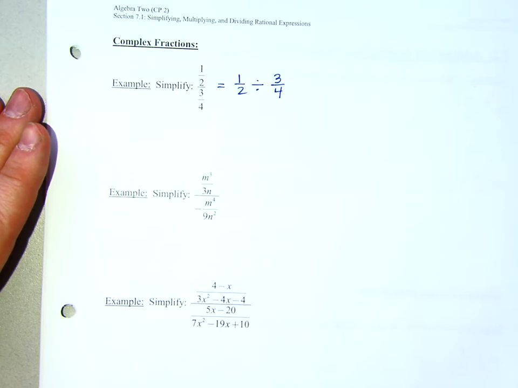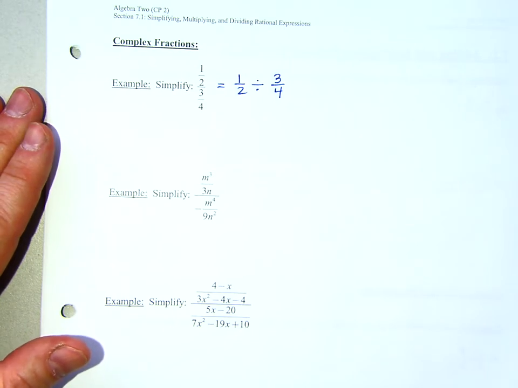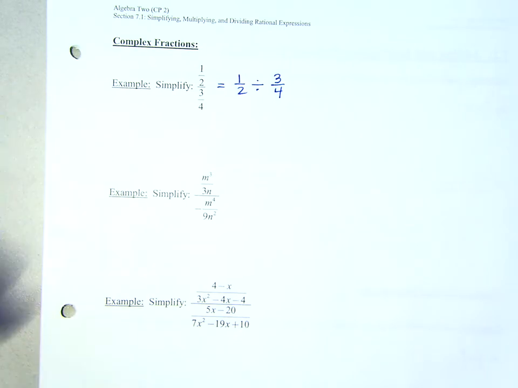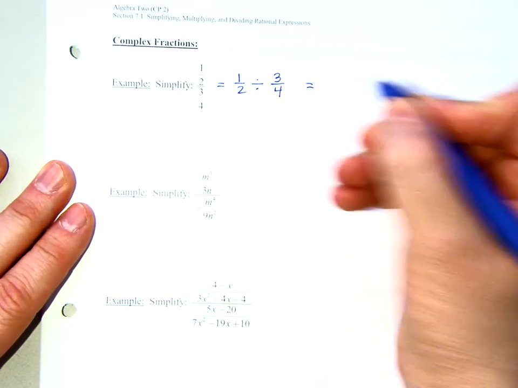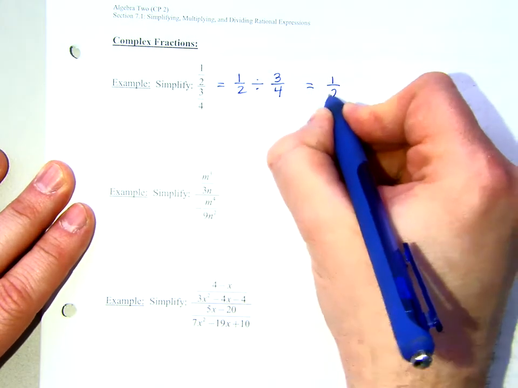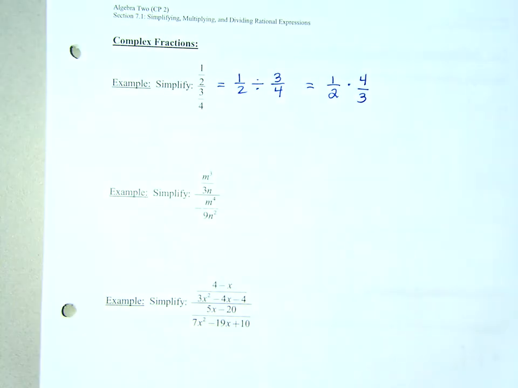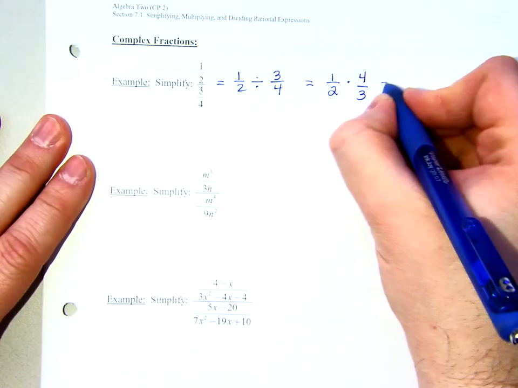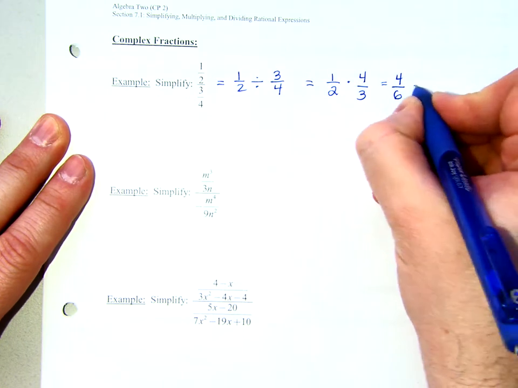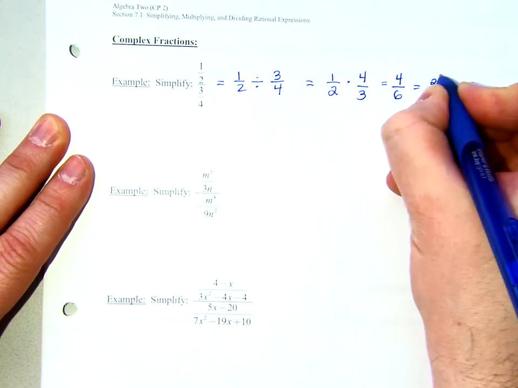Now, Lauren, what's the deal? Well, you have to do the reciprocal. We never really do division, though. We're going to multiply by the reciprocal. 1/2 times 4/3. It's not bad. 4 over 6. And your answer is 2/3.